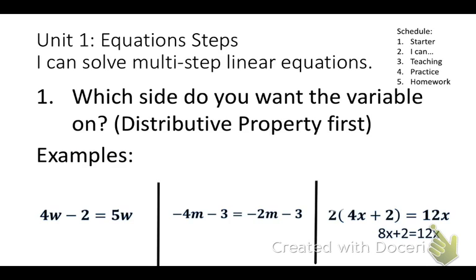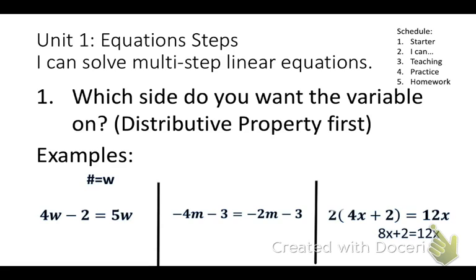All right, so when I look at the problem, the first question I ask myself is, which side do I want the variable on? So I look at the example. My first example is 4w minus 2 equals 5w. And I look at it and I go, well, the easiest thing to do would be to take the 4w over here and move it to this side of the equation, because then it would leave this negative 2 by itself. So that's what I would do in this problem: I would leave the number on the left side and put the w's on the right side.